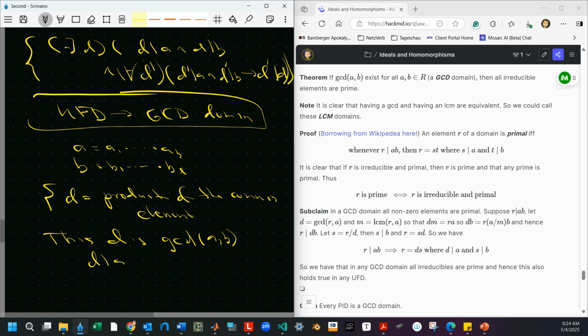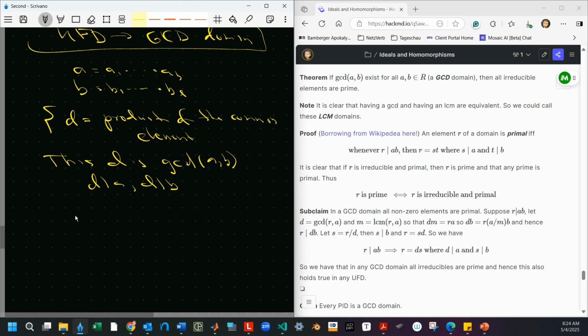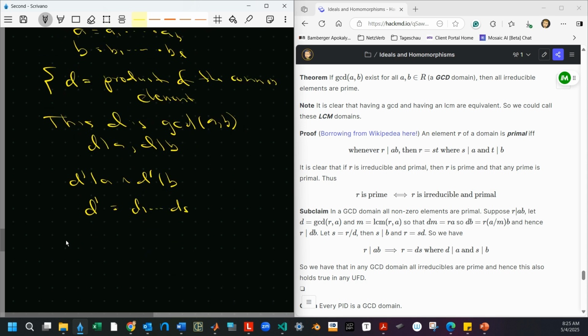Clearly, D divides A and D divides B because we just multiplied together factors. So that's clear. And if D prime divides A and D prime divides B, what do we know about that? So we know that D prime divides this product of things, A1 through AK. Well, here we have to do a little bit of an argument. So D prime is itself D1 through some DS, for example.